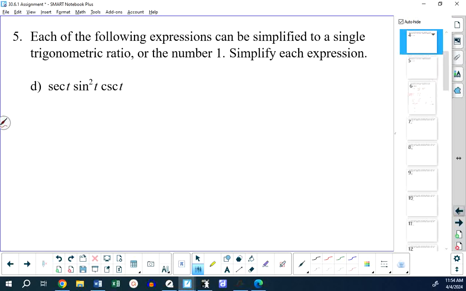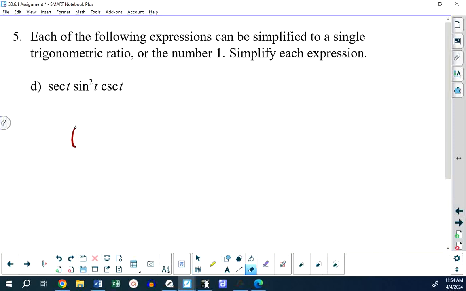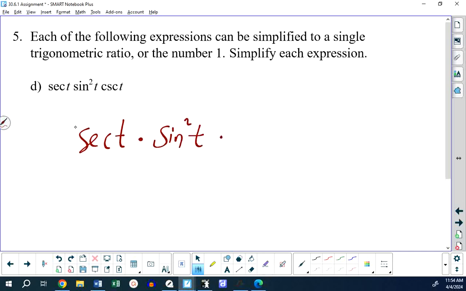And again, there's something to be learned from every one of these that I go over. And the big thing to be learned here, Brooklyn, is that, I'm going to rewrite this first of all so I can refer to things a little better. I have secant of t multiplied by sine squared of t multiplied by cosecant of t. The most important algebraic aspect of this expression is the fact that those pieces are being multiplied together. So once we write everything in terms of sine and cosine and clear out the complexity of the fraction, we can just cancel wherever we want because it's a single fraction.